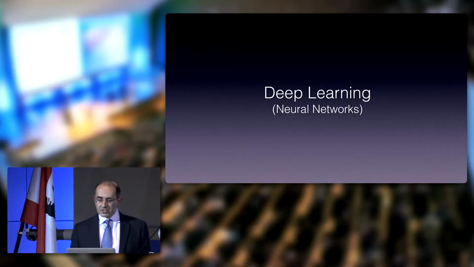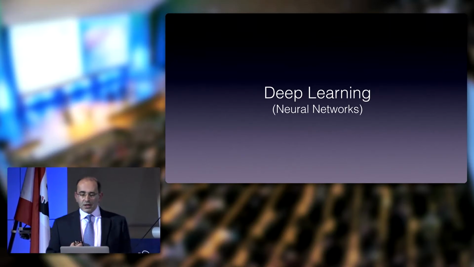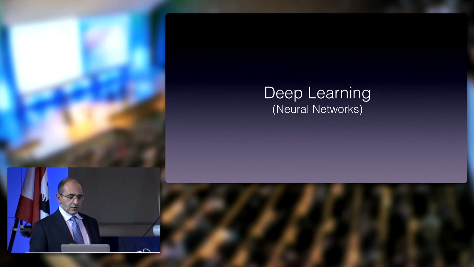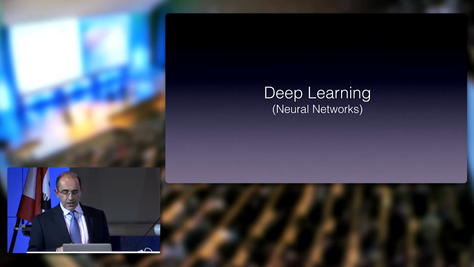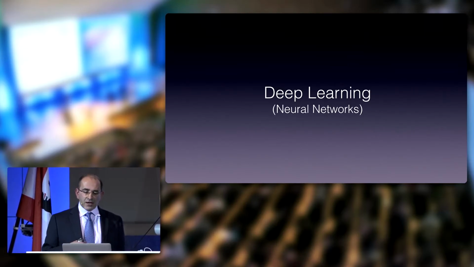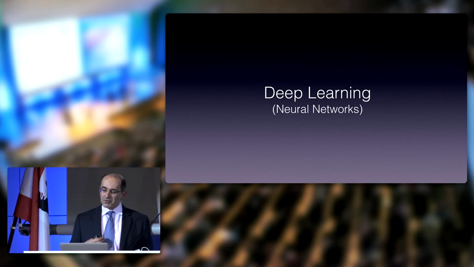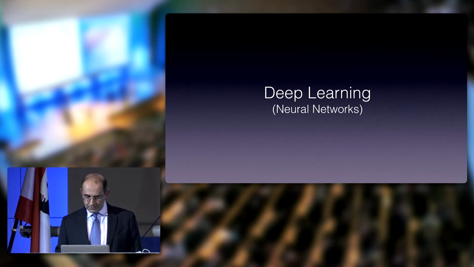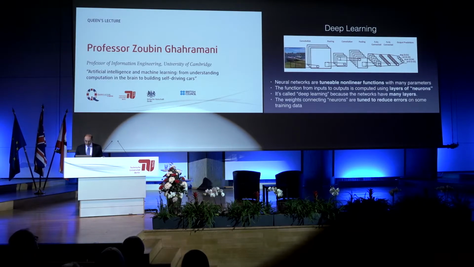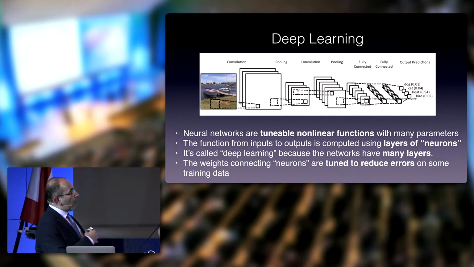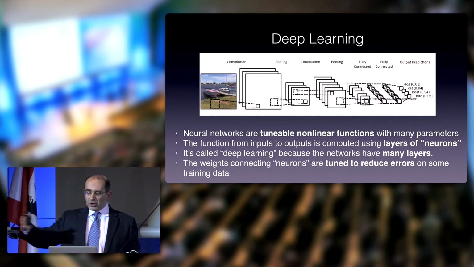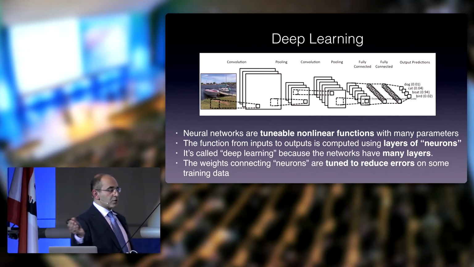So I'm going to talk about one of them, which has been really revolutionary, which is deep learning. Many of the recent breakthroughs in machine learning are based on this area called deep learning, which is in some ways a rebranding of an old idea called neural networks from the 1970s. So let me explain what deep learning is. So what are neural networks? What's deep learning? So neural networks are tunable, nonlinear functions with many parameters.